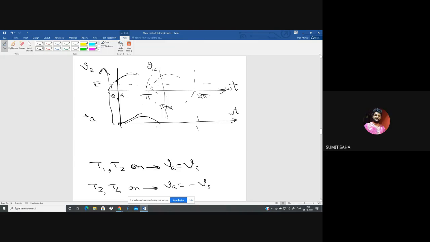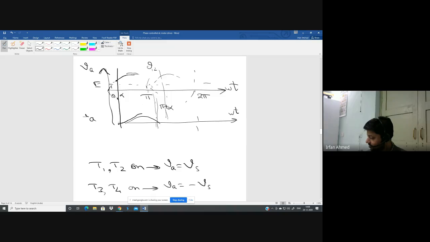As long as armature current is flowing, T1, T2 will continue to conduct. Why? Because of the voltage across the inductance. And as long as T1, T2 are conducting, the armature voltage is equal to the supply voltage. At this instant, the current becomes zero. T3, T4 are not yet on, so all the four devices are off. So the armature voltage becomes equal to E.